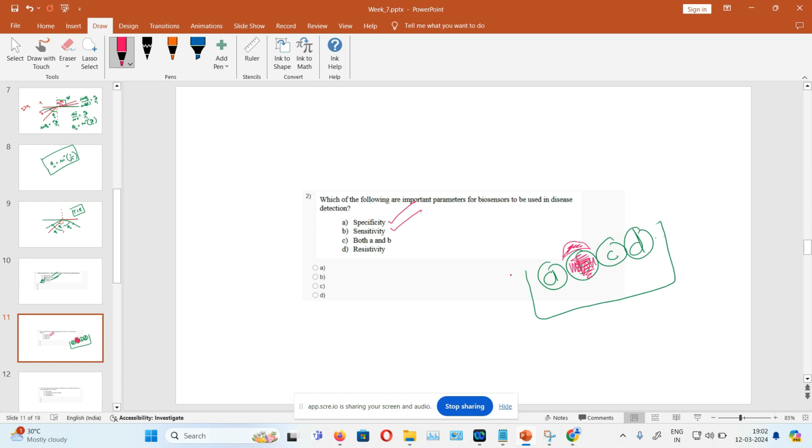So specificity is an important parameter, and sensitivity is also an important parameter. So both A and B will be the answer to the question, because if the sensor is very good or very useful, it should have the ability to detect the parameter specifically as well as with high sensitivity. If the detector has these two properties, that will be a good sensor. Okay.